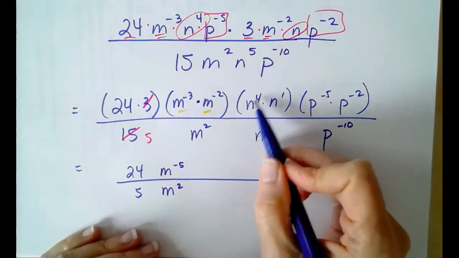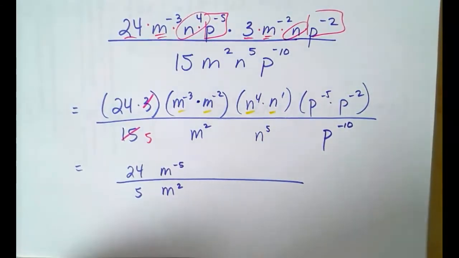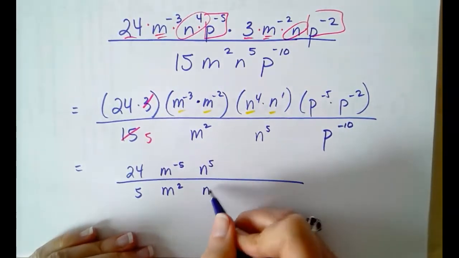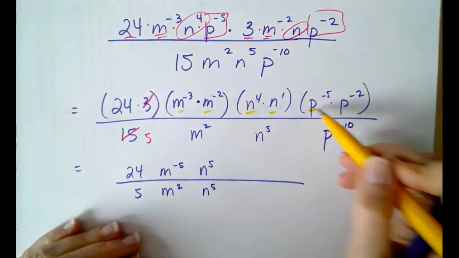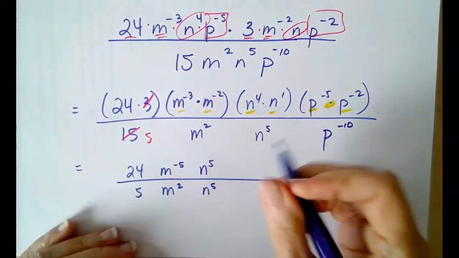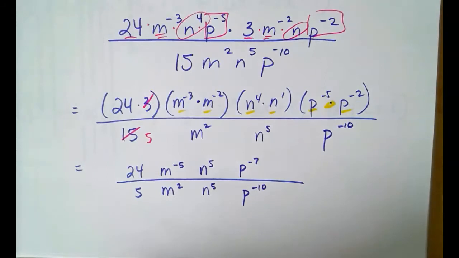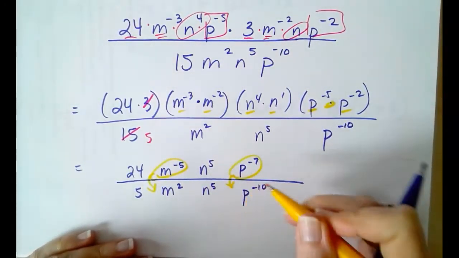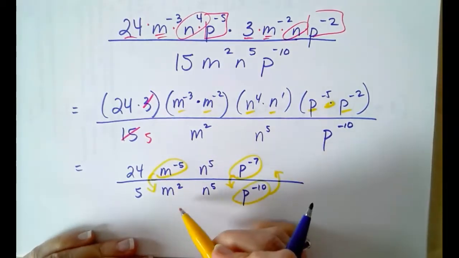Next, n to the 4th, n to the 1st. Once again, we're multiplying and the bases are the same. Add the exponents, n to the 5th over n to the 5th. Next, multiplying, the bases are the same. Add the exponents, that's p to the negative 7th over p to the negative 10th. Once again, if it has a negative exponent, it has to reciprocate. So this m is to the negative 5th, it comes to the bottom.